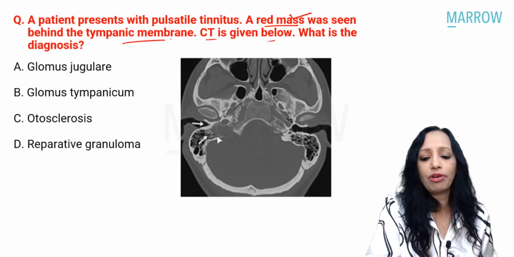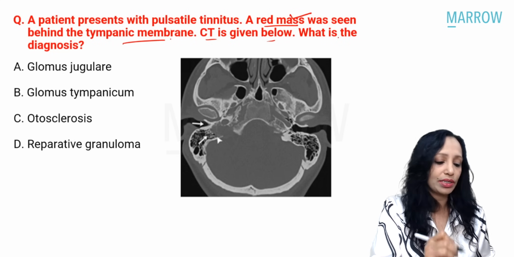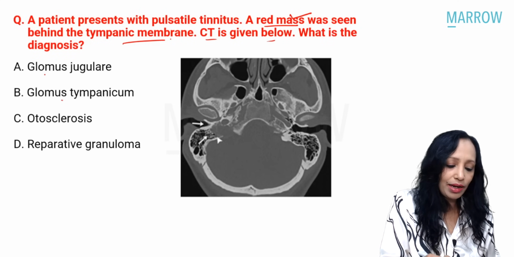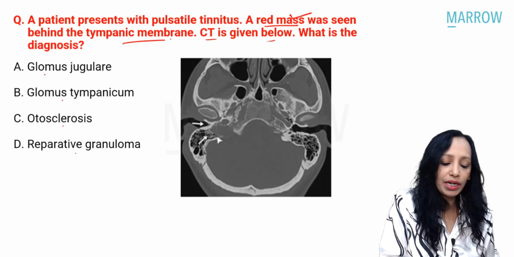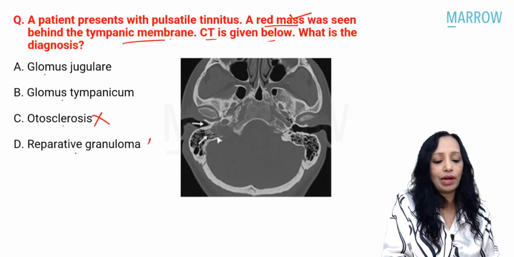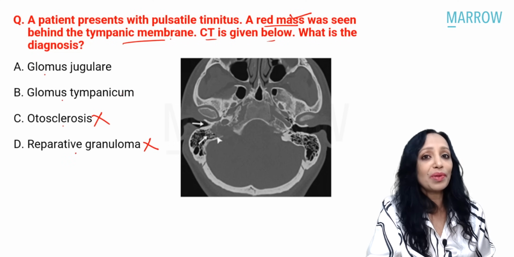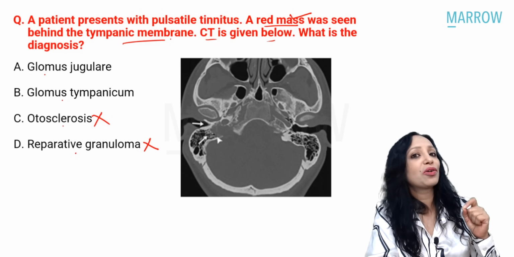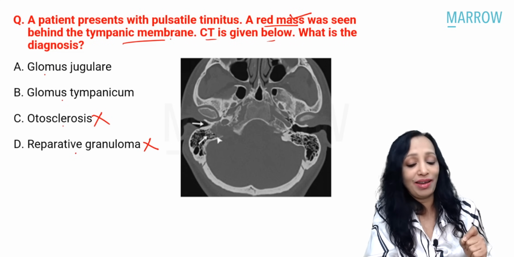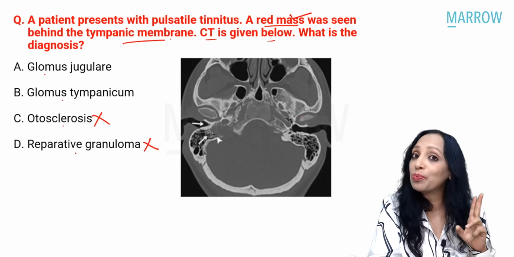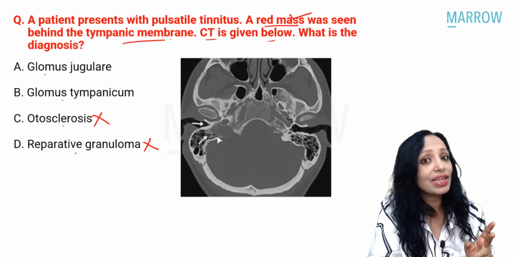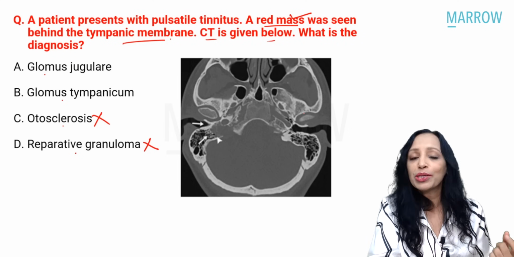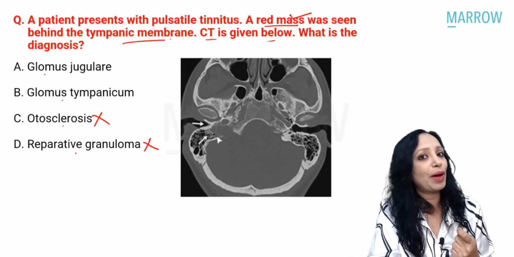CT is given below. What is the diagnosis? Let us see the choices. We have glomus jugulare, glomus tympanicum, otosclerosis, reparative granuloma. So we definitely know that it is one of the glomus. Now they want us to diagnose whether it is a glomus jugulare or a glomus tympanicum by looking at the CT, because both will have pulsatile tinnitus. In both, there will be a red mass behind the tympanic membrane. So let us see if we can find out by CT or not.